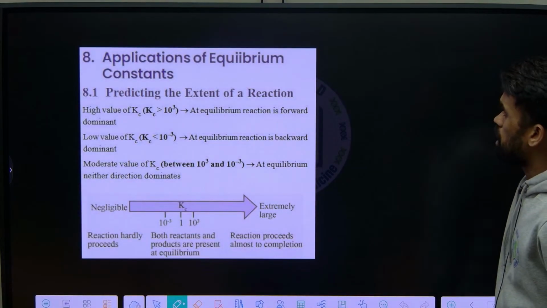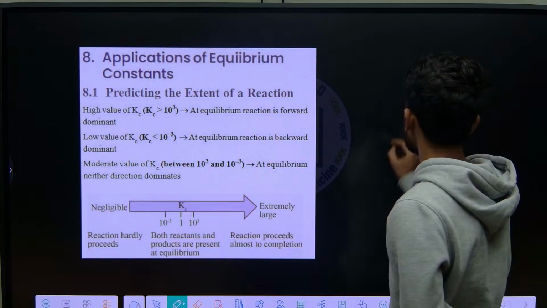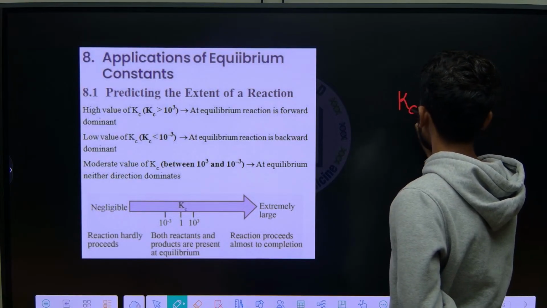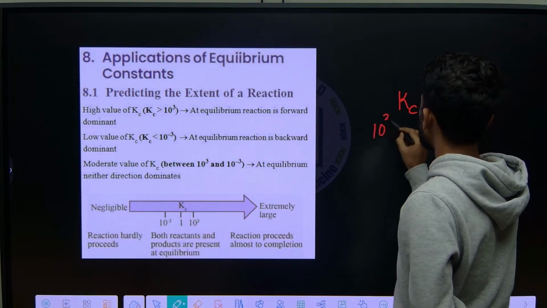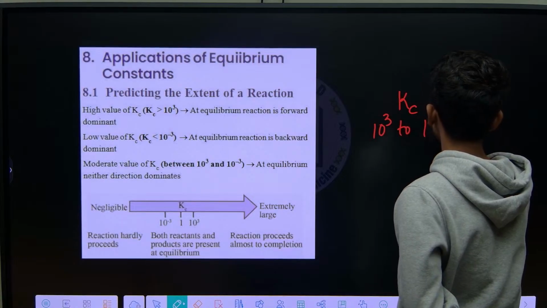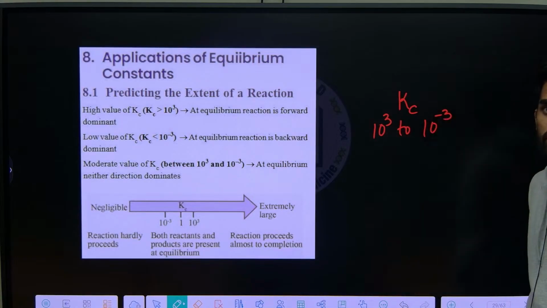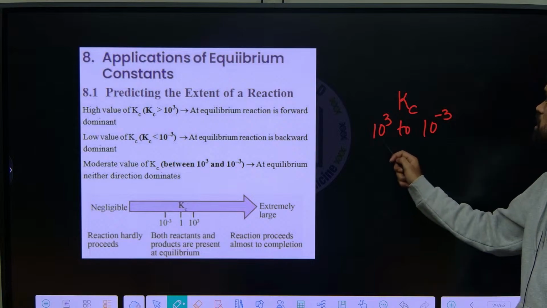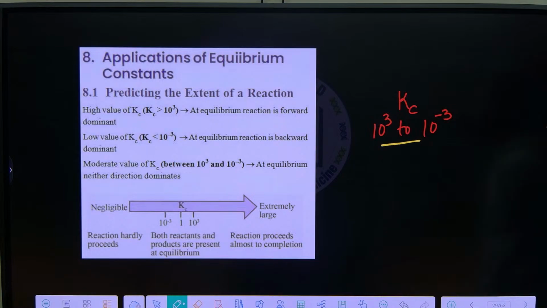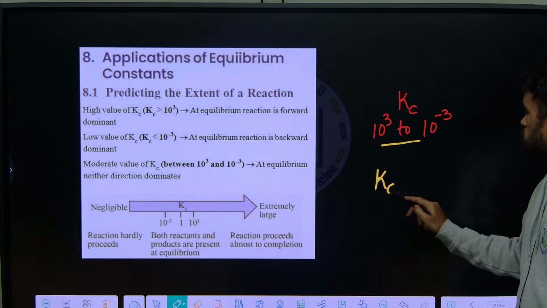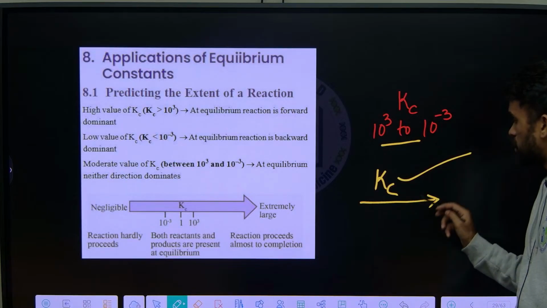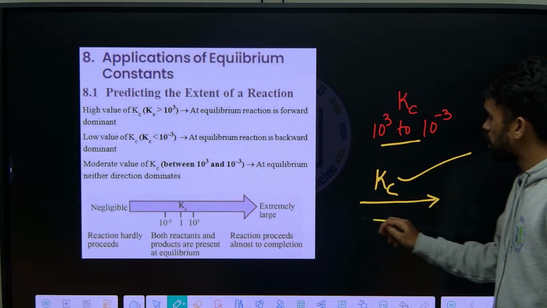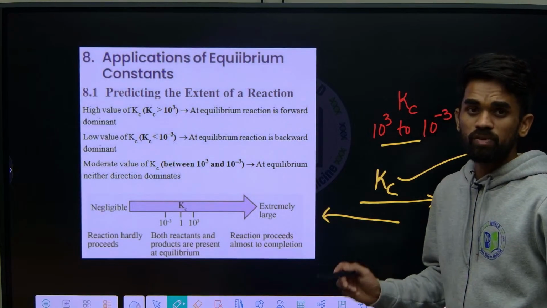So what is the use and the application of this equilibrium constant? See, the Kc value for a reversible reaction lies from 10 to the power 3 to 10 to the power minus 3. In this range we can say reversible reactions exist. So if the Kc value is very high, then we can say the reaction is favoring forward. And if the Kc value is very small, that means the reaction is favoring backward.